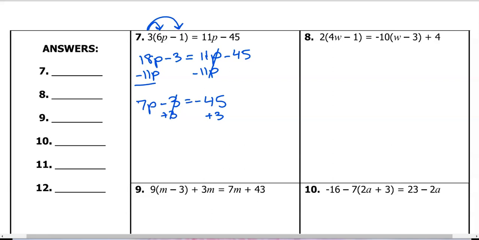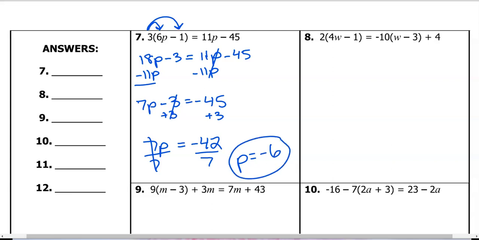Now what do we have? Good. Final step. So we get P equals almost negative 6. Good. P equals negative 6. Good. So it's not too bad, right? That was okay. A little bit more with number 8, but we can handle it.